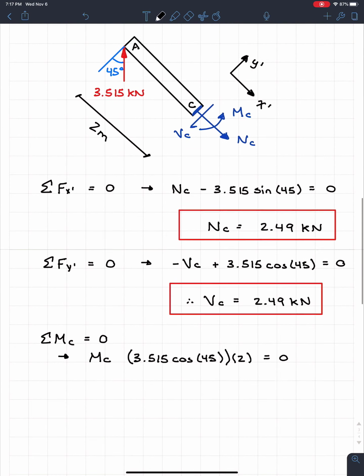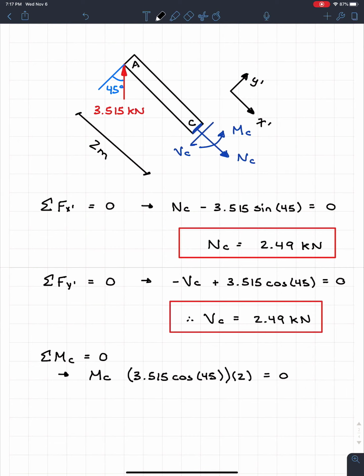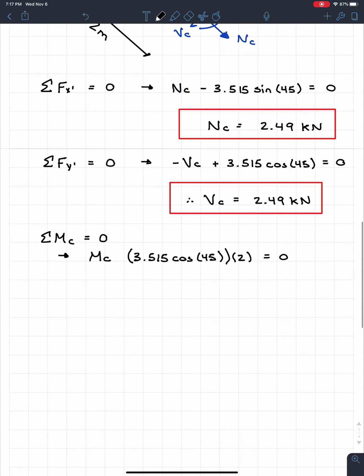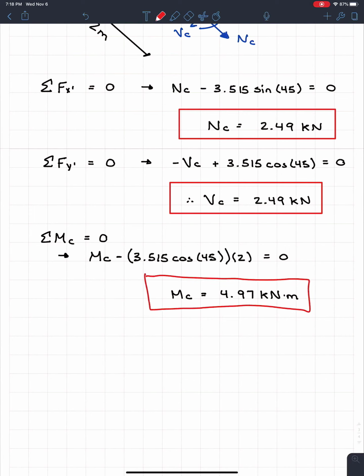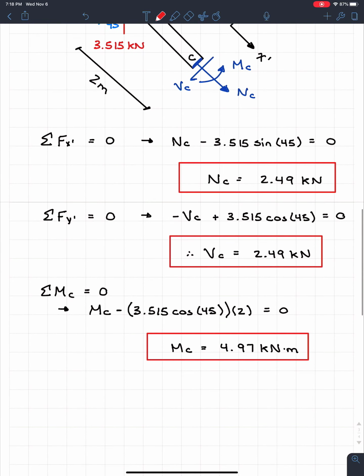And real quick, we see if it's a vertical component, it's going to start creating a clockwise rotation. So this is going to be minus. So MC minus this is equal to 0. Therefore, MC is going to be equal to 4.97 kilonewton meters. So right here, I can highlight this, 4.97 kilonewton meters, and that box didn't turn out too bad. So there's our internal forces at point C.